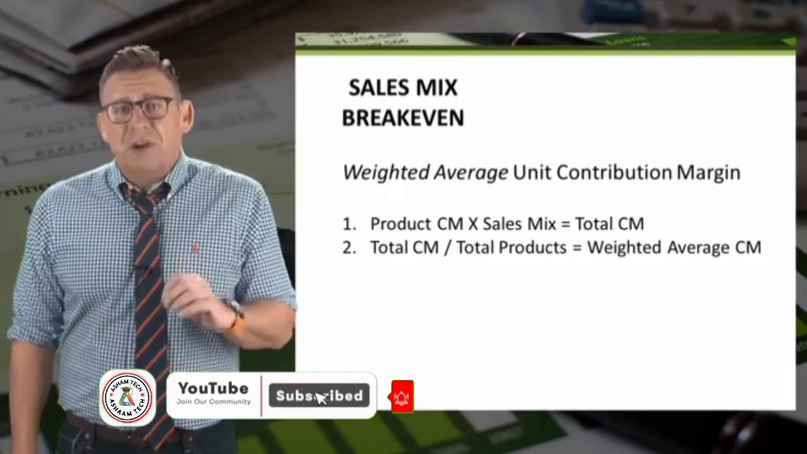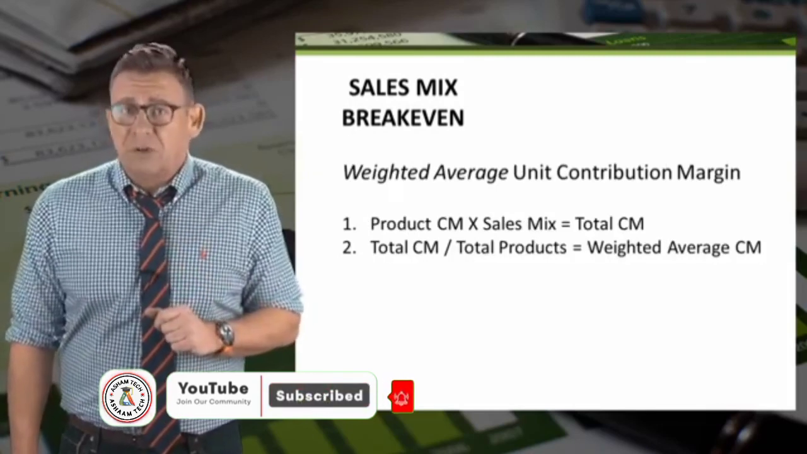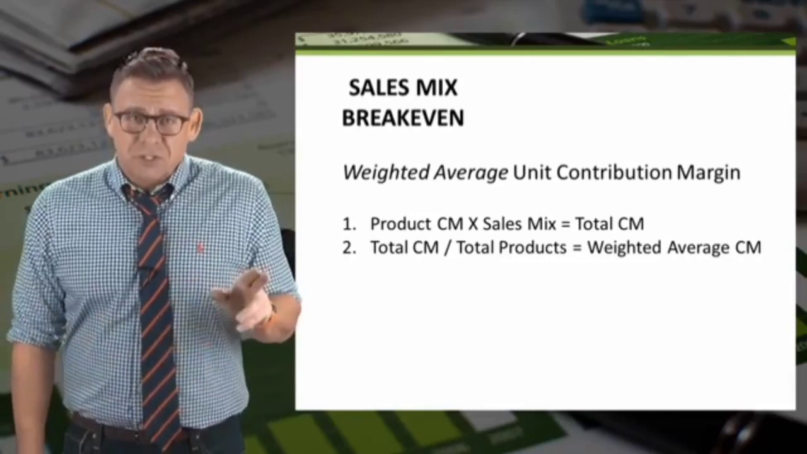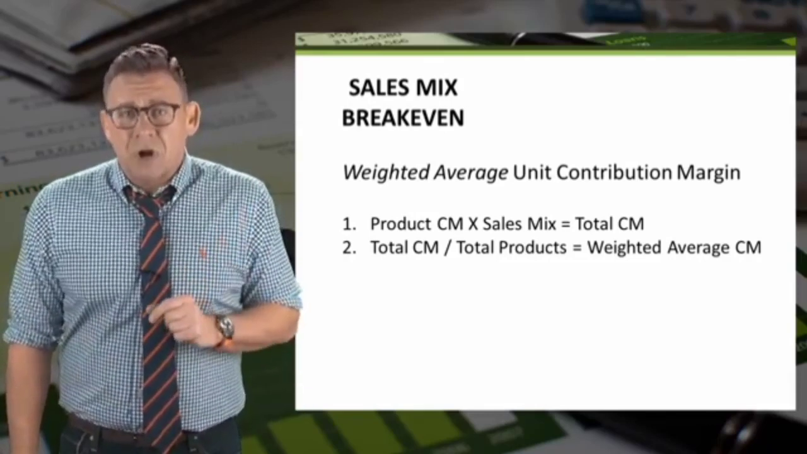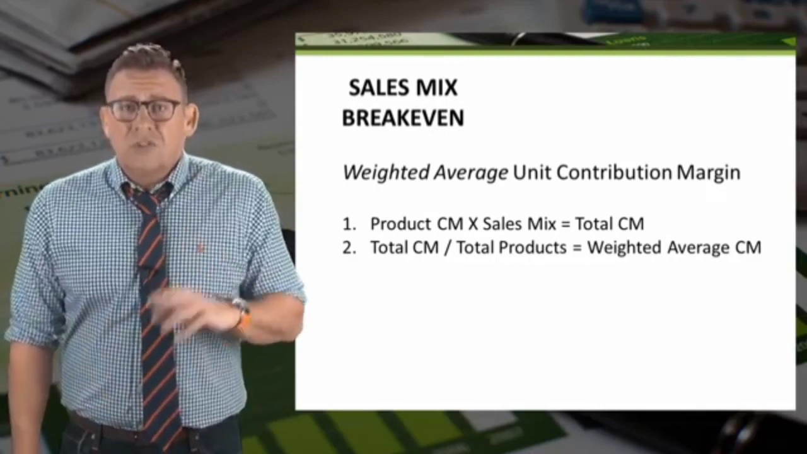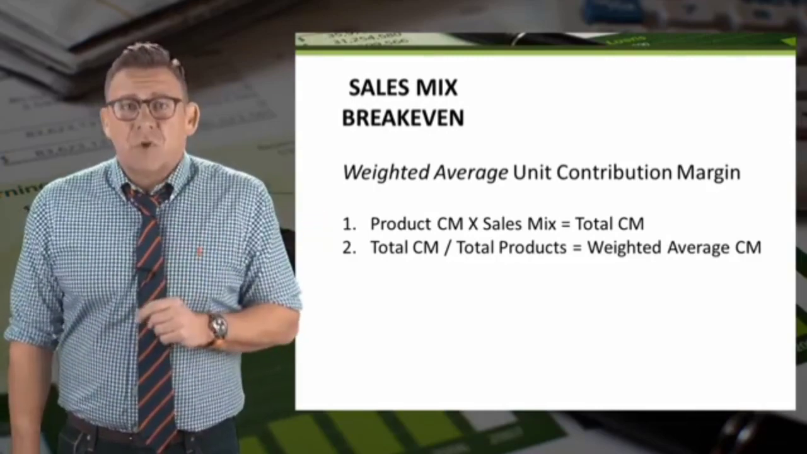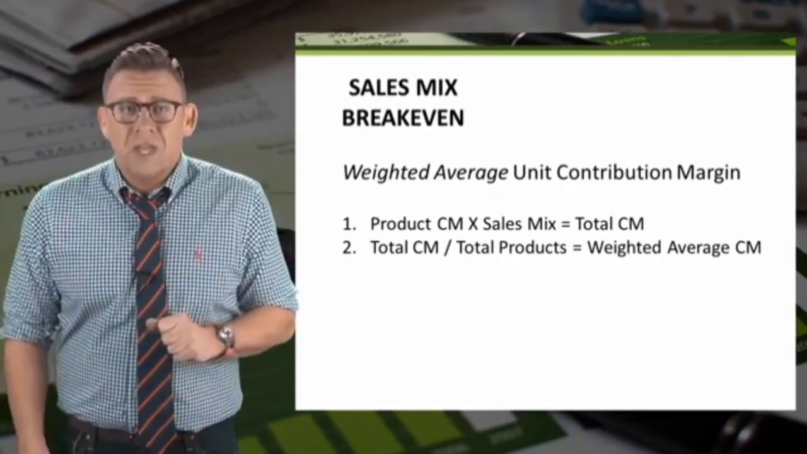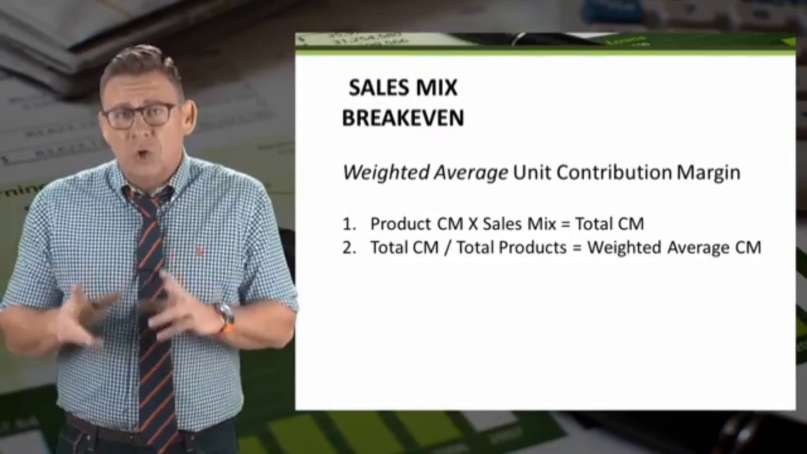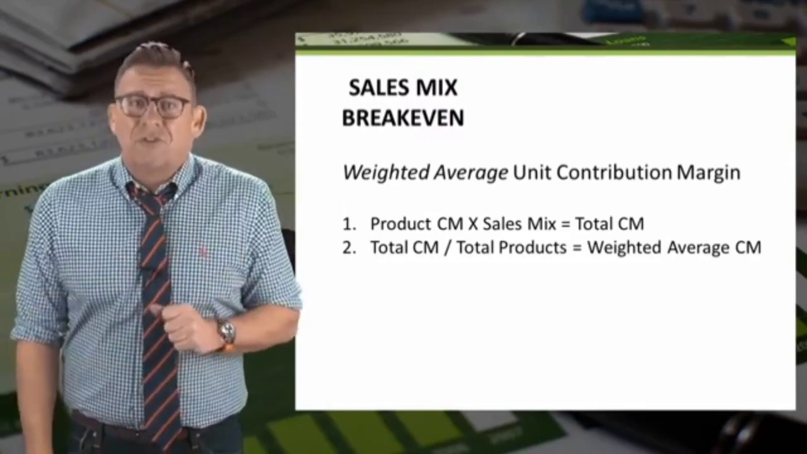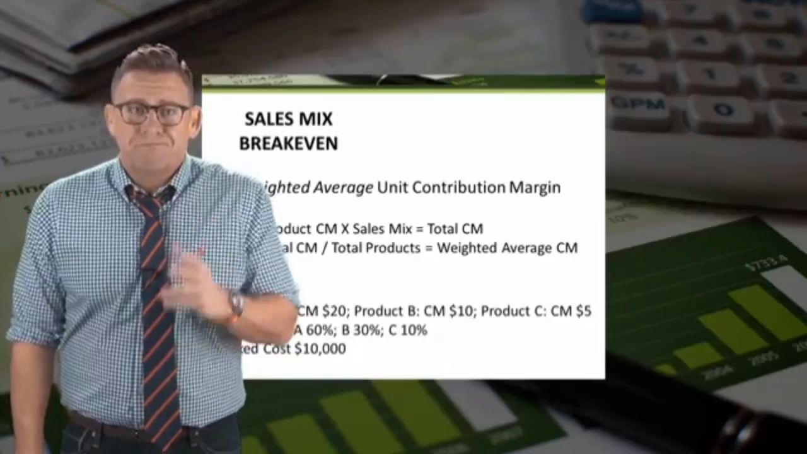In order to figure out the weighted average unit contribution margin, we need to do a couple of steps. First, let's multiply the product contribution margin times the sales mix. Once we add all of these amounts up, we have the total unit contribution margin. Then let's divide that by the total number of products sold to equal the weighted average contribution margin.